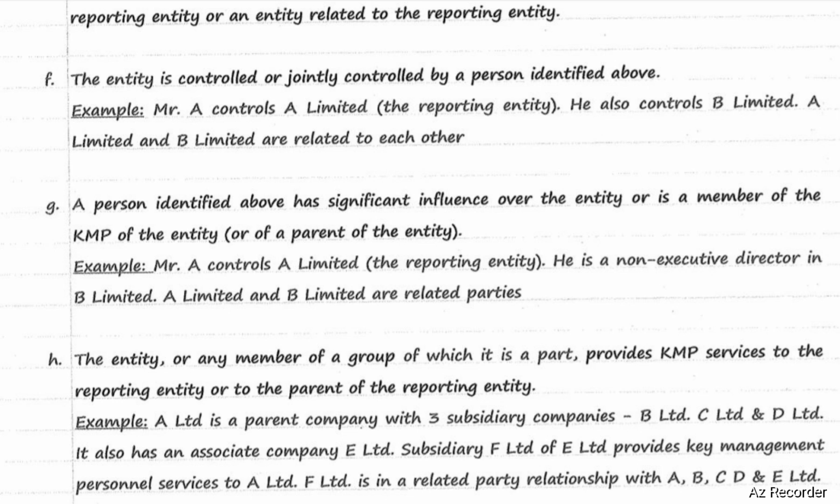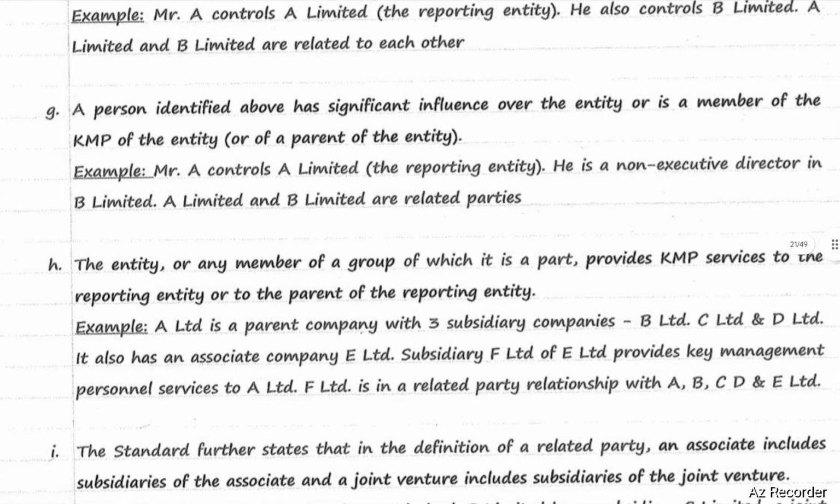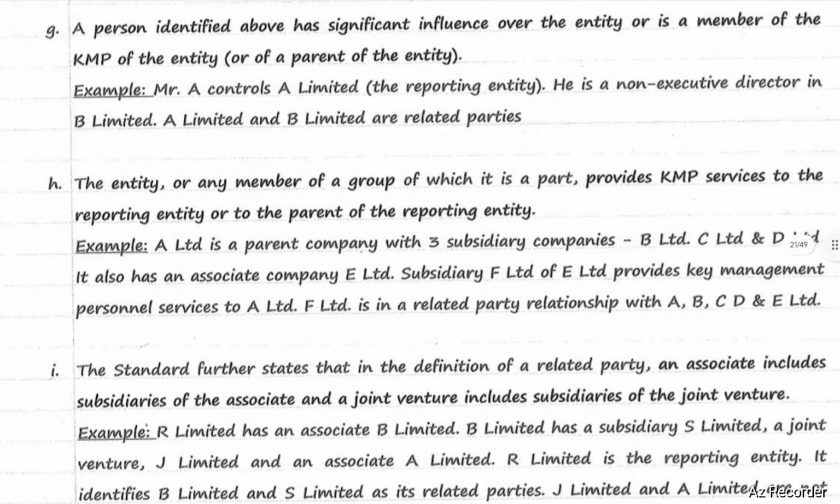A person identified above has significant influence over the entity or is a member of the key managerial personnel of the entity or of a parent of the entity. For example, Mr. A controls A Limited, the reporting entity. He is a non-executive director in B Limited. Here, A Limited and B Limited are related parties.